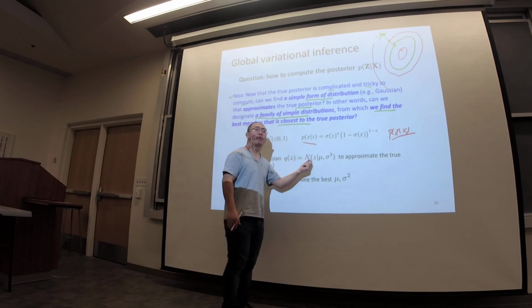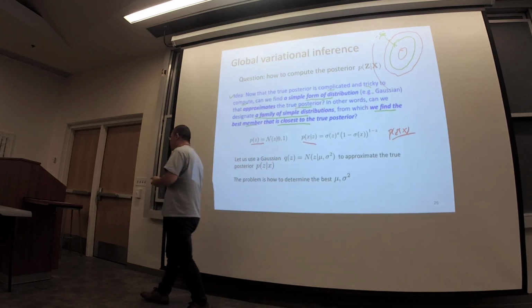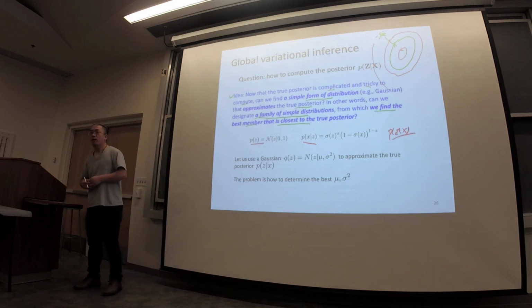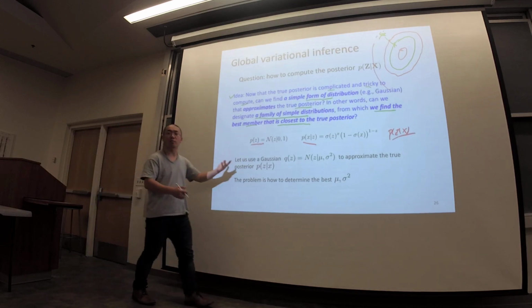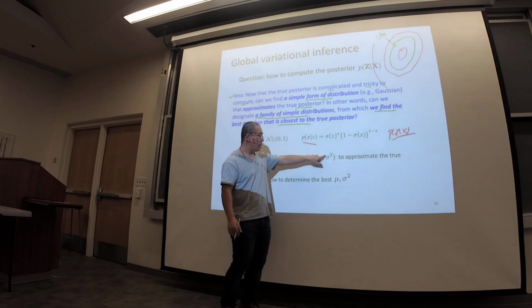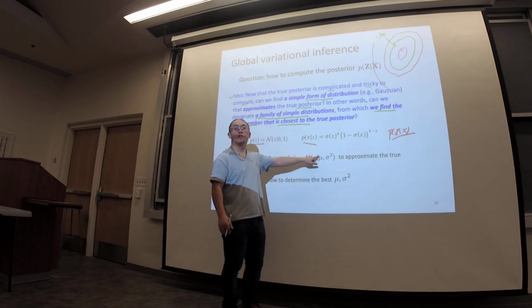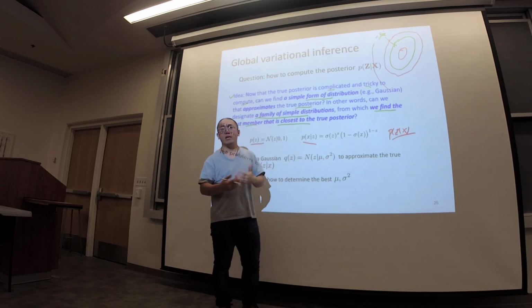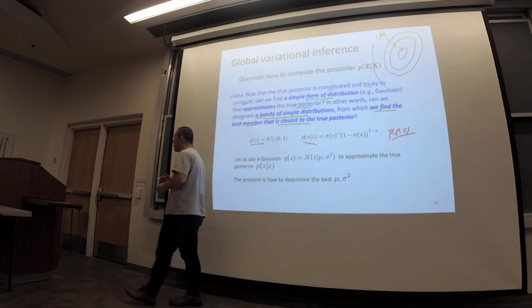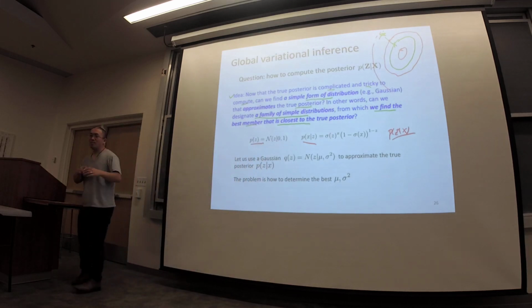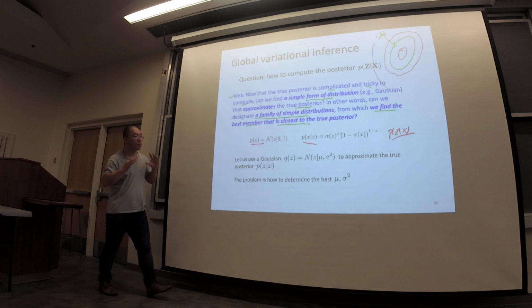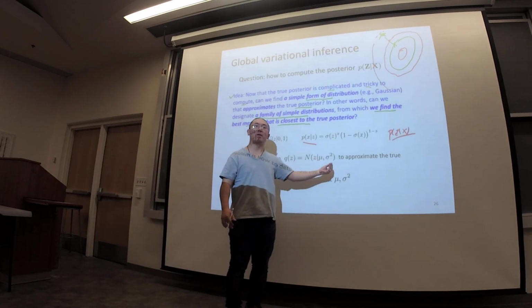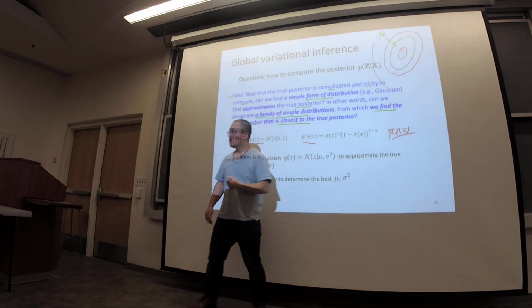In the Laplace approximation, we do not explicitly optimize these parameters. We simply set mu to be the MAP estimation, and we set sigma squared to be the inverse of the negative Hessian. But in the variational inference framework, you're going to use an explicit searching procedure. You're going to optimize mu and sigma according to some metric.